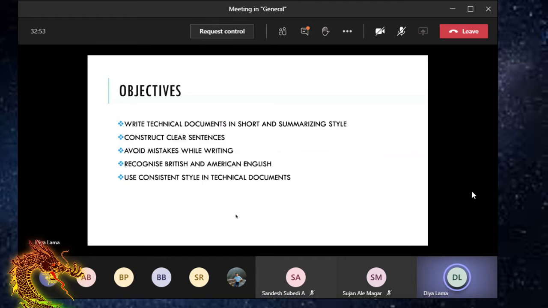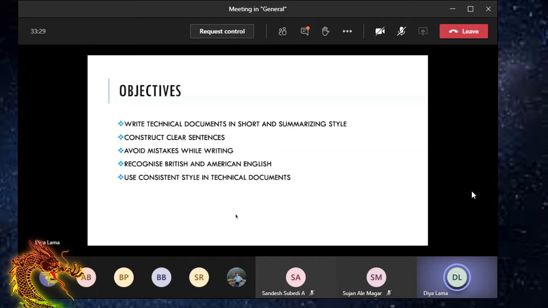Then avoid mistakes while writing. So obviously, don't make silly mistakes. Sentences have to be always in the right form, in the right tense, in the right spelling. त्यो सबै कुराहरु mistake गर्नु भएन है. अब commas, full stops, यो सबै कुराहरु it has to be very accurate. No mistakes.